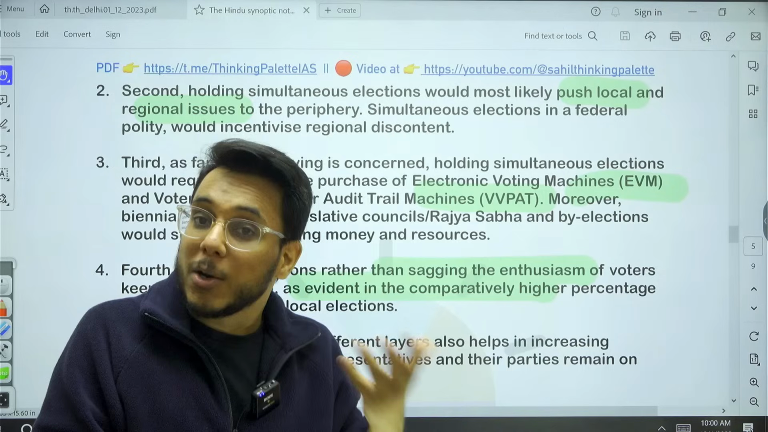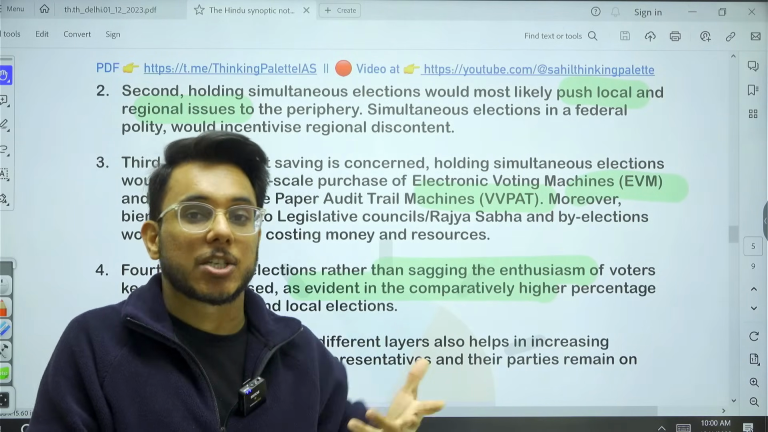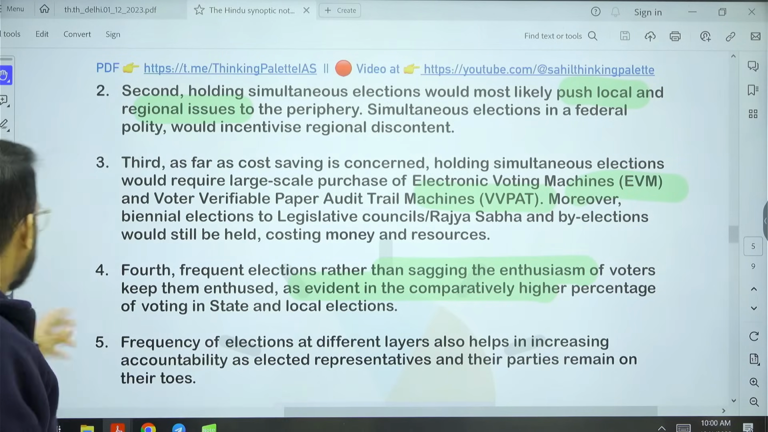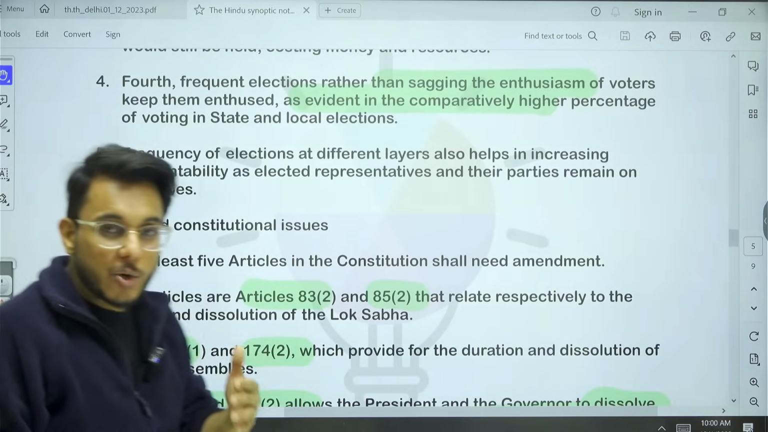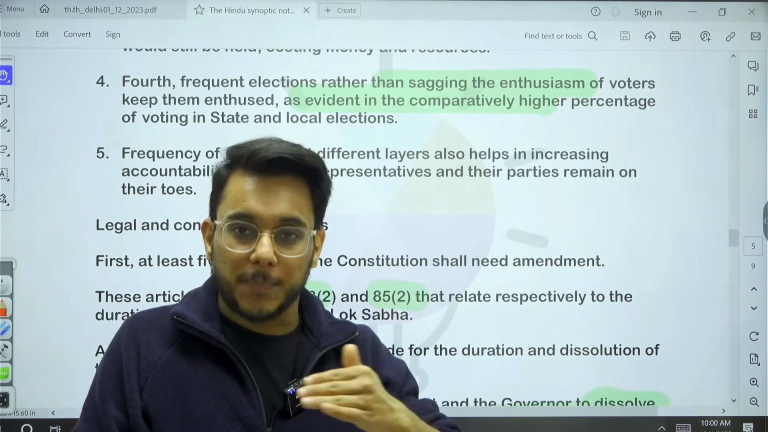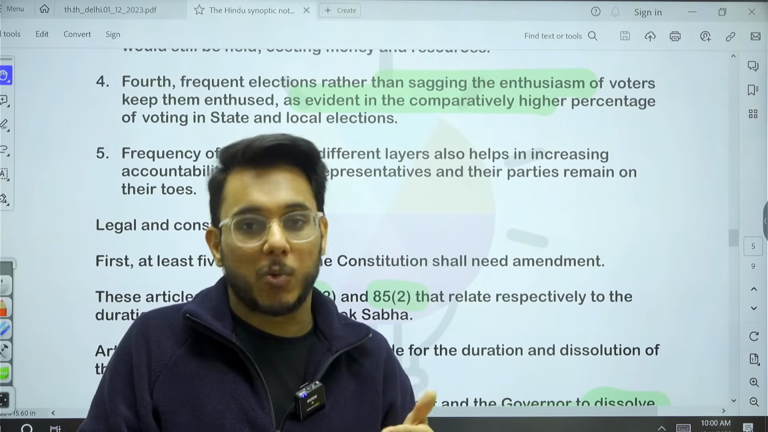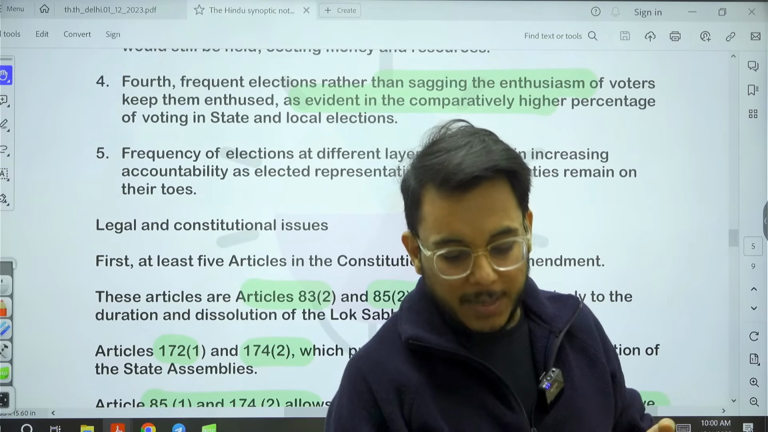It is being said that no, it does not create fatigue. Rather, it keeps the voter enthusiastic if elections are going on. Also, it is being said that if regular elections are there, political parties will become more accountable to people. They will reach out to people more frequently. So all these arguments have been made.